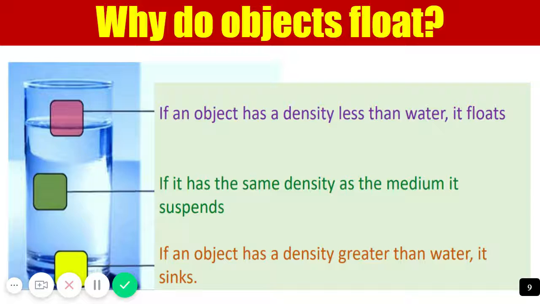So why do objects float? We did mention it has to do with density. This is just what I'm trying to show you, okay? We're using water here as one medium, and you can see the object. If the object here were to be on the top, that means it's less dense, and it floats. If it has the same density, it will suspend. That means it will just be hovering around here, okay? If it is more dense than water, it will sink like the yellow box.